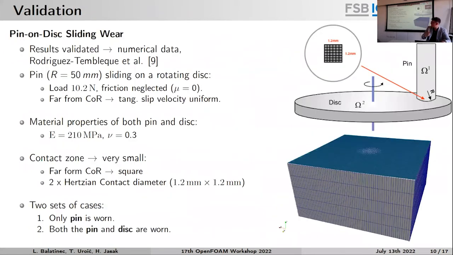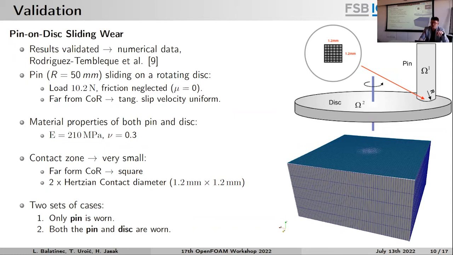Now let's talk about validation. So we decided to validate our wear algorithm on pin and disk sliding wear cases. We validated our results against numerical data from Rodriguez Tembleque et al. Here we have a pin with a hemispherical tip with a 50 millimeter radius, which is sliding on a disk with a predetermined load of 10.2 newton and with friction neglected.